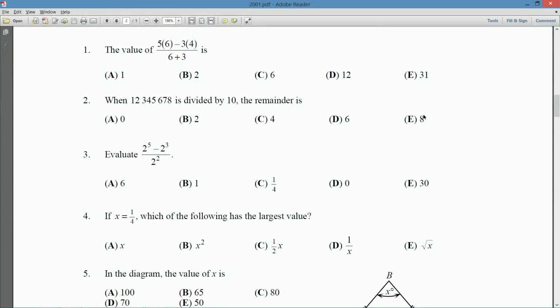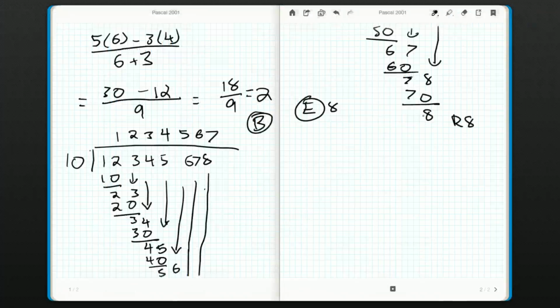Alright, so that about does it for question number 2. And we're going to take a look at question number 3 on the 2001 Pascal paper in the next video. So join me then.